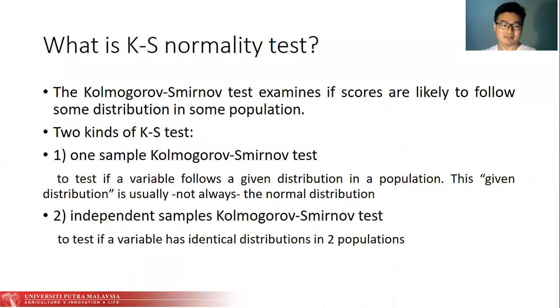KS normality test is short for Kolmogorov-Smirnov test. It examines if our data are likely to follow some distribution in some population. It should be noted that there are two kinds of KS test. The first one is one sample KS test. Another one is independent samples KS test. When we say Kolmogorov-Smirnov test, usually we refer to the first one, the one sample KS test. It tests if a variable follows a given distribution. Here, the given distribution is usually, but not always, the normal distribution.